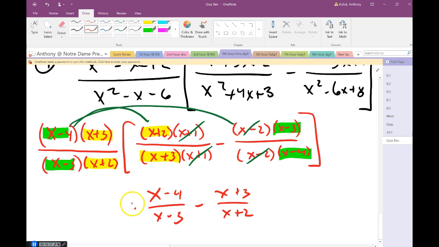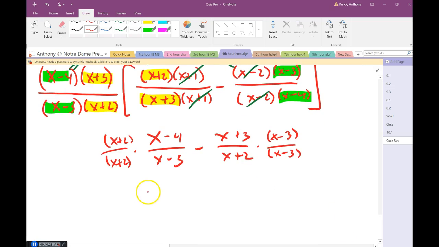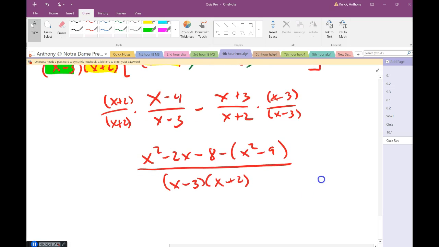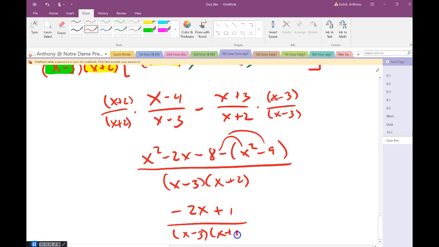And now I can just make a common denominator from here. Hopefully it's clear that that would just be x plus 2 times x minus 3. So I'd have x squared minus 2x minus 8 minus x squared minus 9 all over x minus 3 times x plus 2. And when I combine my like terms, I have negative 2x minus, distribute that through, so that's plus 9. So plus 1 over x minus 3, x plus 2.